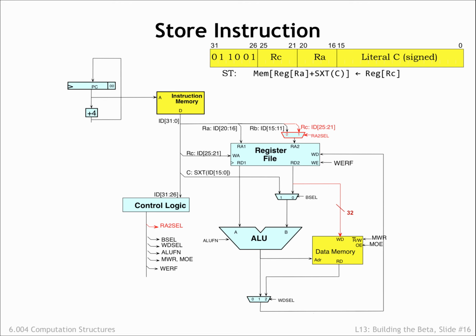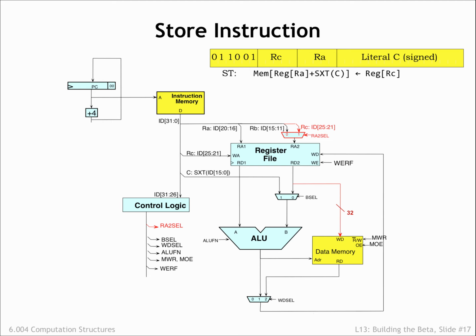The output from the second read data port is connected to the write data port of main memory. The store instruction is the only instruction that does not write a result into the register file, so the WRF control signal will be 0 when executing store.